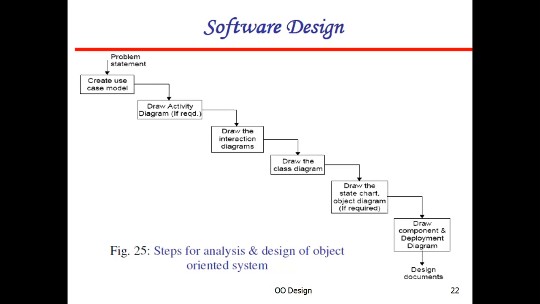Third is the interaction diagram. This is the most important part of object-oriented design, which describes the dynamic behavior of the system. The next one is to draw the class diagram, then the state chart, and the last one is to draw the component as well as deployment diagram. According to your syllabus, the use case model, activity diagram, interaction diagram, as well as class diagram are most important. So we will discuss them one by one.